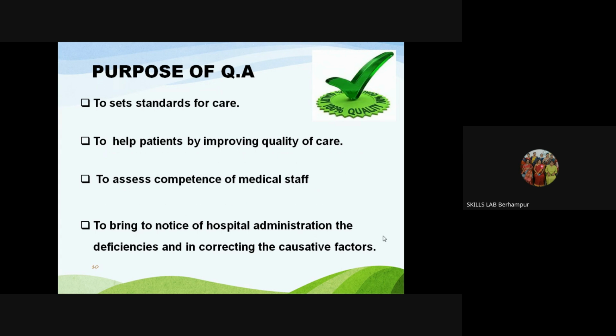Then the purposes of quality assurance: to set the standards for the care, to help patients by improving the quality of care, to assess the competency of medical staff, and to bring to the notice of hospital administration the deficiencies and correct the causative factors. These are the purposes of quality assurance.